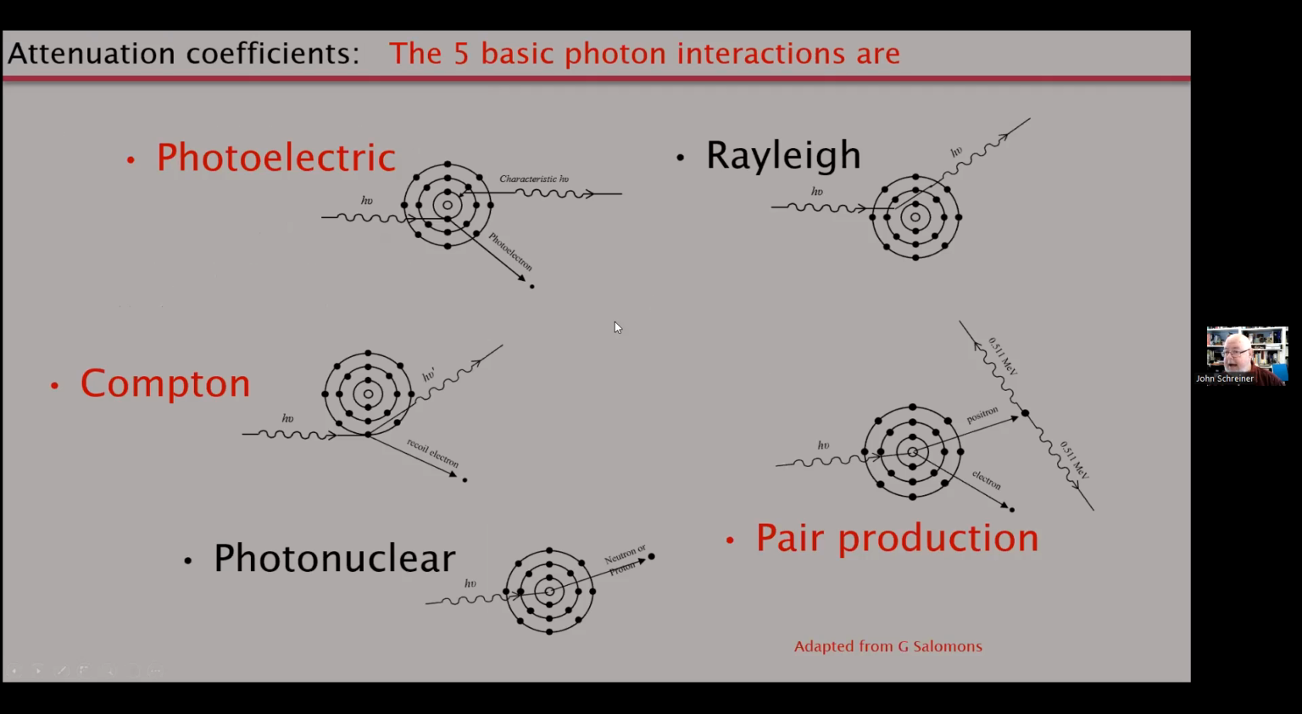What are some of the reactions? Well, there are 5 interactions that high energy X-rays can undertake as they're traveling through the medium, but the main ones in medical physics are the photoelectric effect, Compton scattering, and pair production. And I'll just look at Compton scattering just to give you an idea of what's going on.